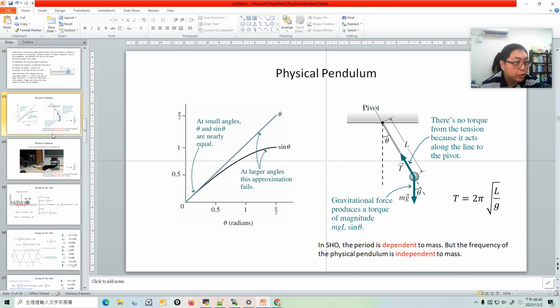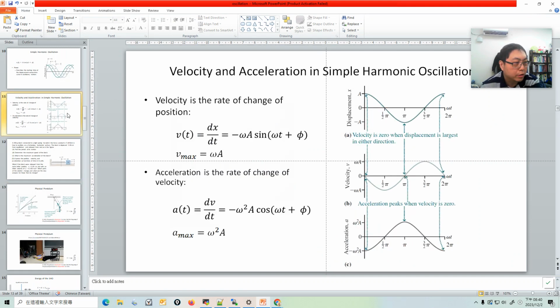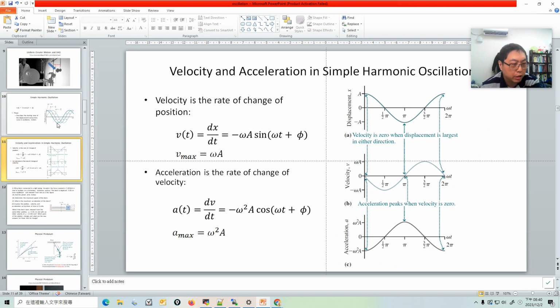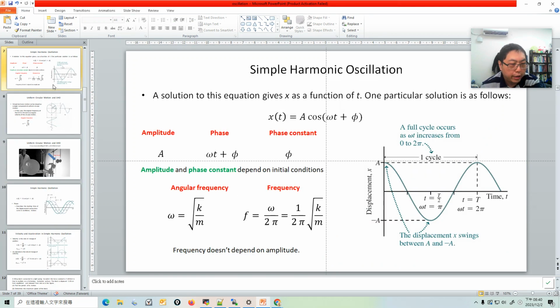Previously we obtained the information of the period of the harmonic oscillation. We found that omega times period equals 2 pi, so the period is 2 pi divided by omega, and the period is related to the mass of the simple harmonic oscillator.